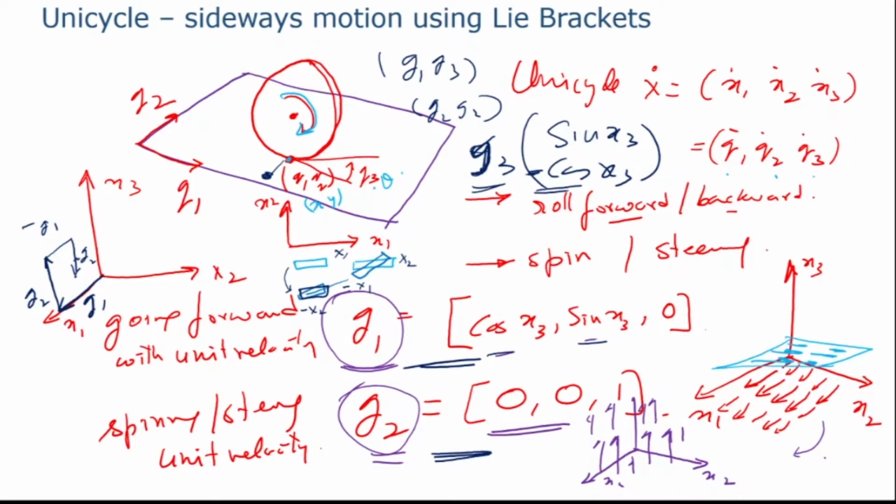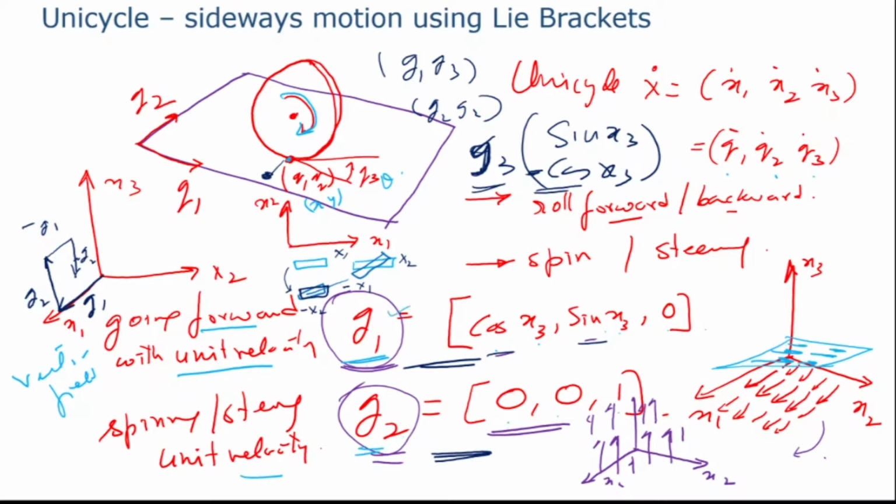Now, if I have 2 vector fields, the first vector field is the unicycle going straight, which is g1, equal to cos x3, sin x3, 0. This is just going straight or going forward with unit velocity. This is one vector field. The other vector field is spinning or steering with unit velocity. So that is 0, 0, and 1. This is the second vector field.